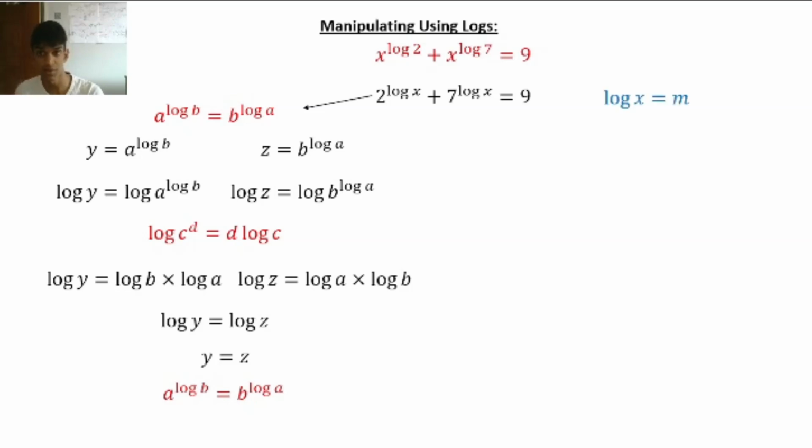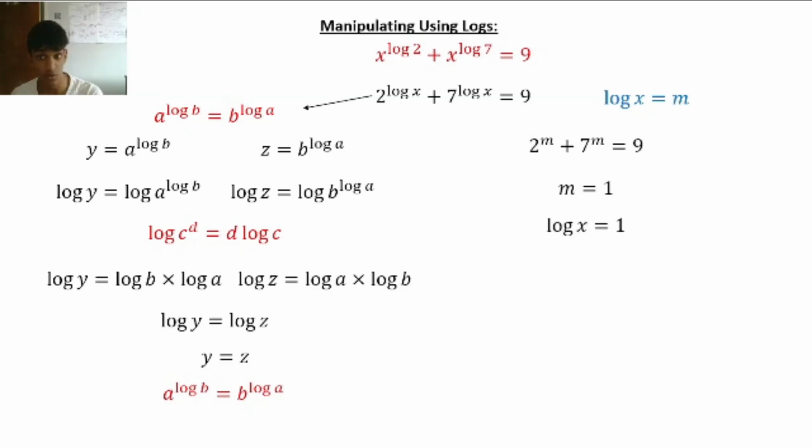And so for simplicity, we'll equate log x to m. So now we have 2 to the power of m plus 7 to the power of m is equal to 9. But it's quite obvious what m is, right? m has to be 1 because 2 plus 7 is 9. And because log x is equal to m, we can equate log x to 1.